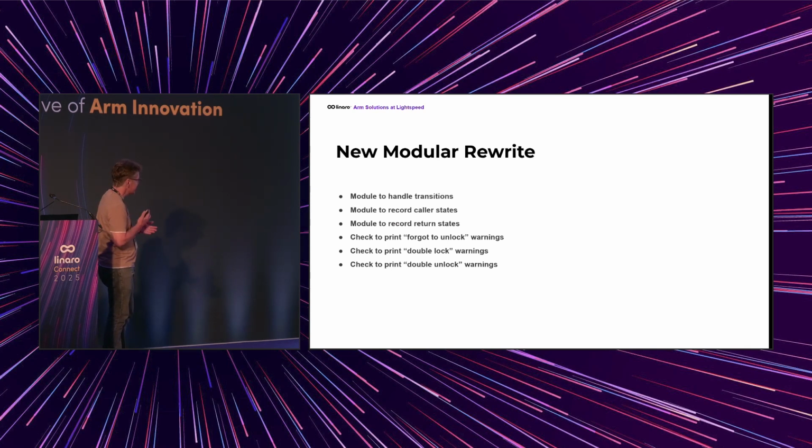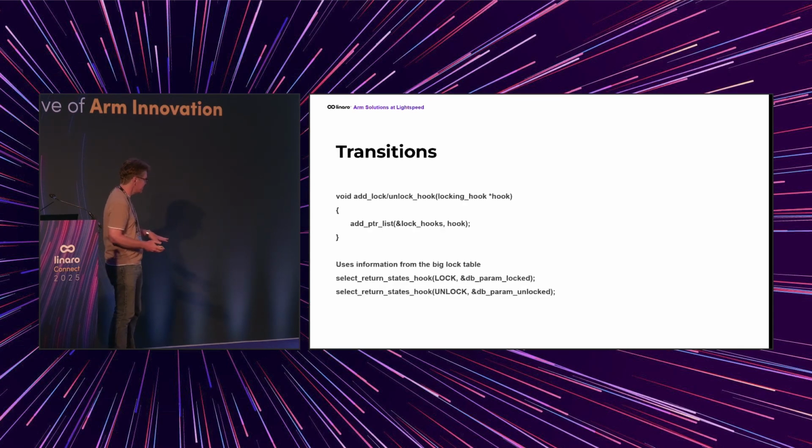So I wrote a module to handle transitions, one module to record when it's holding the lock and it calls a function, one module to say when it drops the lock on the return path. Then there's a separate check to say that, oh, you forgot to unlock on one error path. There's a separate check to say you've taken the lock twice, and a separate check to say you've dropped the lock twice. So the transitions, all of this is quite easy. Once you break it up, it all becomes quite easy.